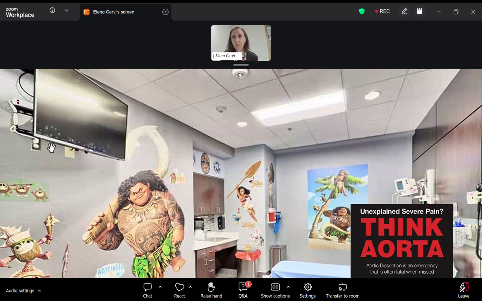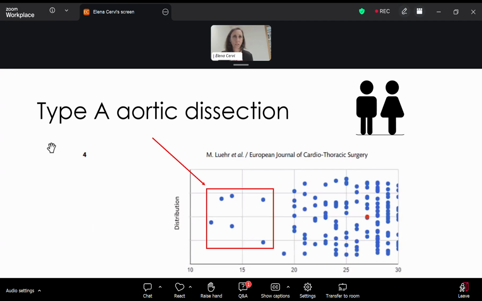And you can imagine how it is even more difficult when you present to pediatric A&E with chest pain and your A&E looks like this. Nobody would really think about aortic dissection, and this is where you see a poster on the side. This is a big campaign that was launched in the UK to raise awareness and to make sure that people thought aorta when someone came in with symptoms that were suggestive.